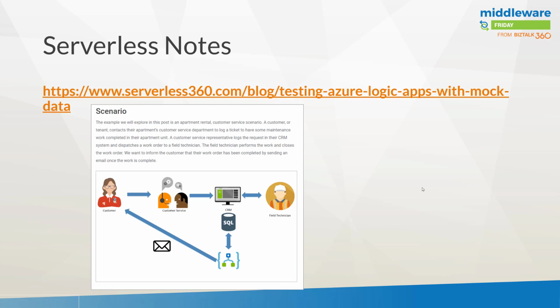Now, this content was featured recently on a blog post that I put on Serverless 360. And I walked through a different scenario of a customer service interaction that would occur with someone who is perhaps renting an apartment and they want to call customer service. Behind customer service is a CRM, and within the CRM naturally there's some sort of database where customer information is stored. Once the work order gets assigned to a field technician, they work on that work order, they complete it, the database is updated, and you want to be able to send an email to the tenant indicating that the work order is now complete.